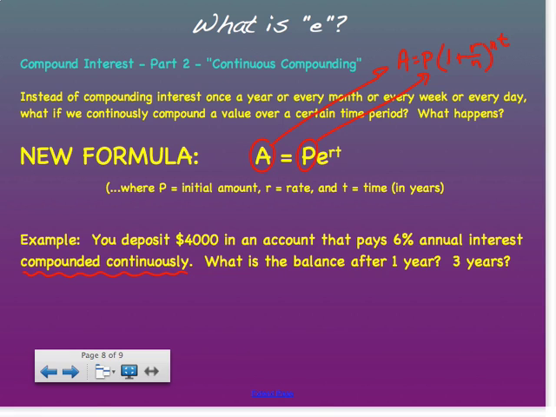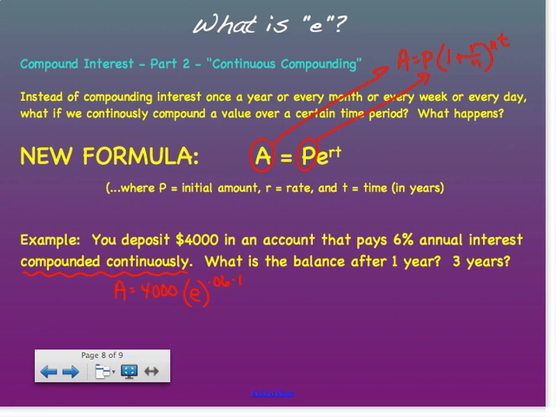So if I want to plug in, and we'll hammer out the 1 year first, I say, okay, I want my amount after 1 year. My initial amount was 4,000 times E raised to the rate times time. My rate was 0.06. That still remains as a decimal, and my time is only 1 year, so I'll multiply it by 1. Now, if you take out your calculators, go ahead and calculate that.